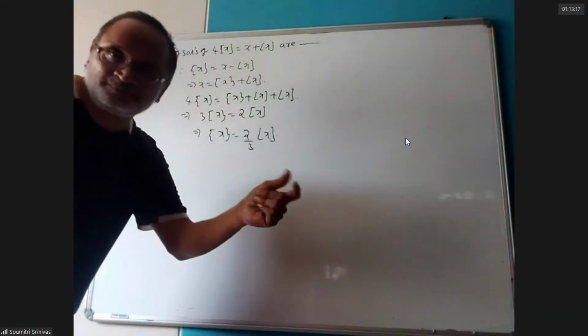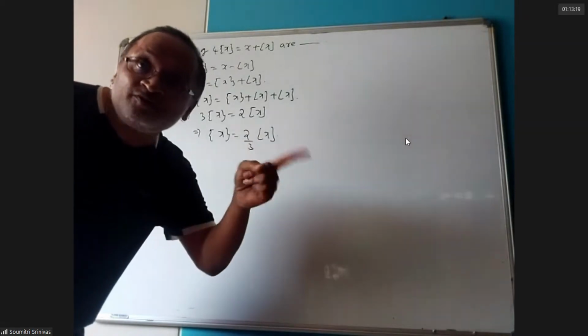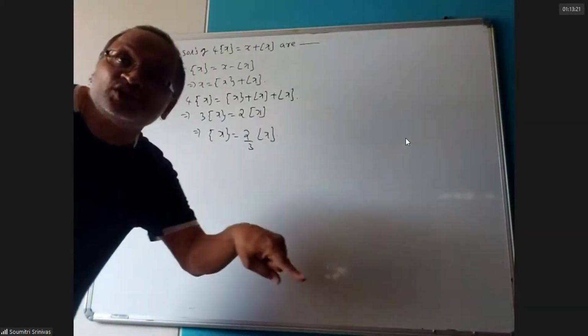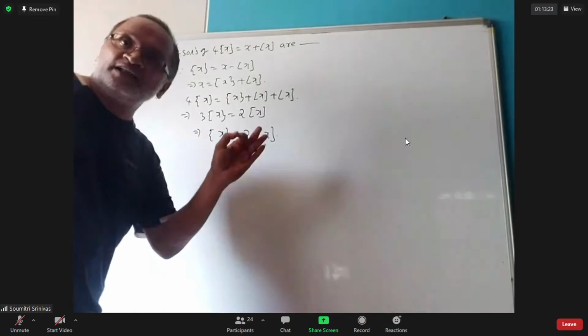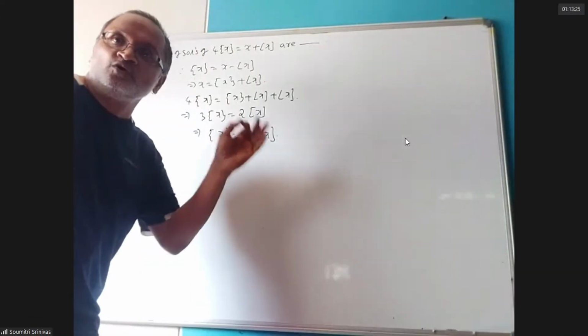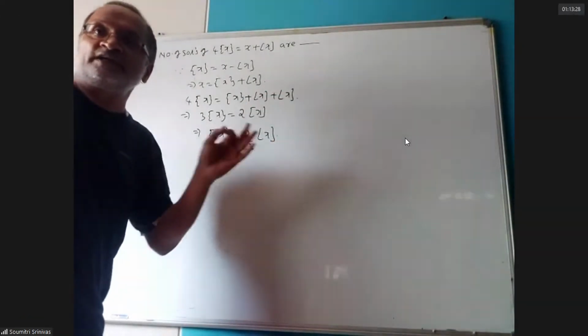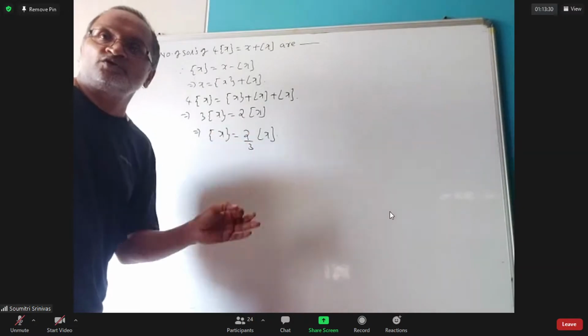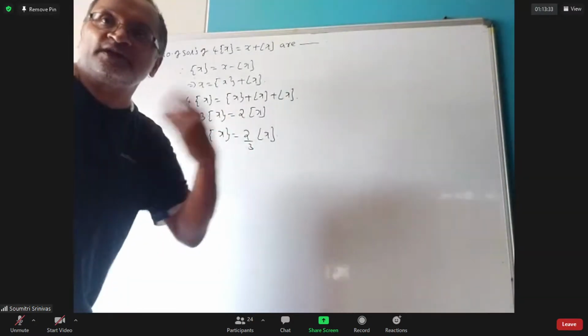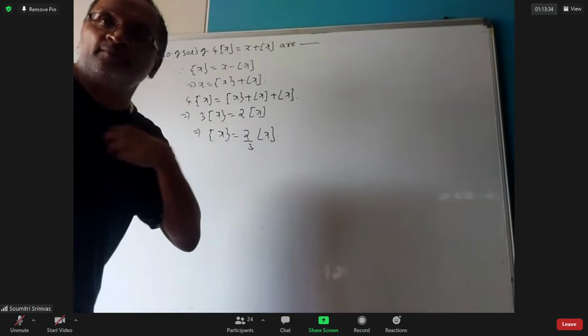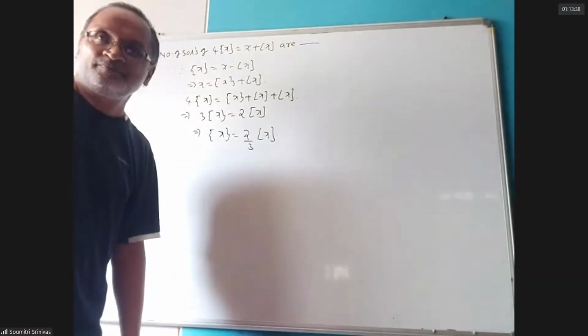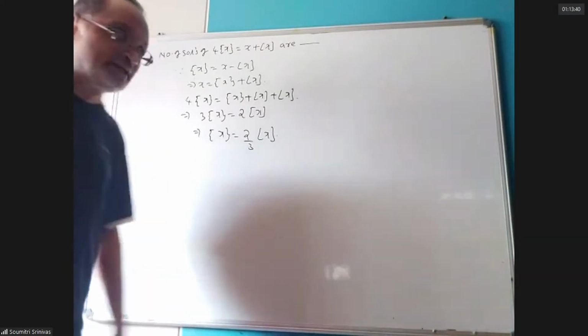Now, what is the range of the fractional part of x? Closed 0, open 1. The fractional part of x has range closed 0, open 1. That will come to our rescue. That will take care of everything.